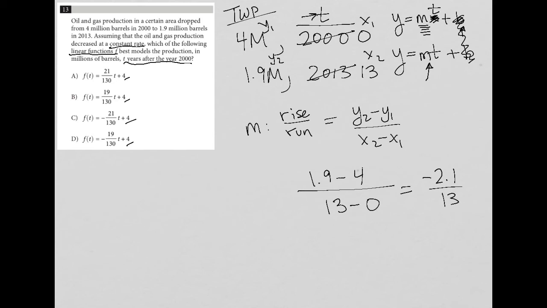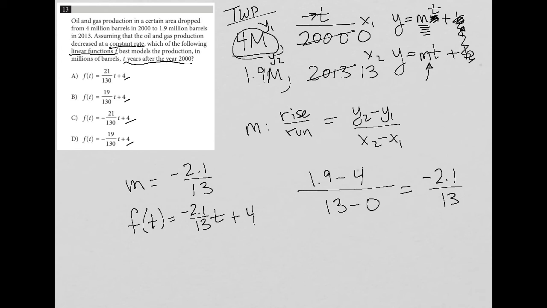So here's my slope, right? So m equals negative 2.1 over 13. So then my equation would be, again, because we're dealing with f of t instead of y, f of t equals negative 2.1 over 13t, and then plus 4. We know that because it's given, but we also kind of know that because of this point here, right? The 4 and 0 going together, my x1, y1, my y-intercept, which is the value of y when x is 0, is equal to 4.